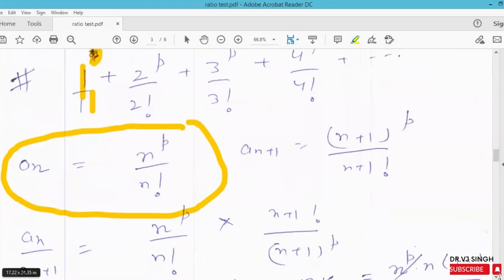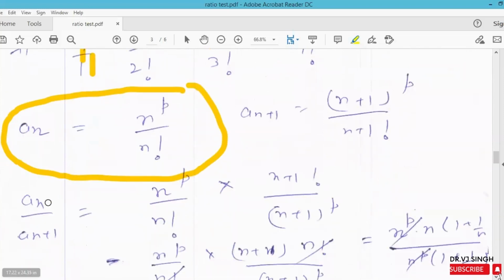कई बुक्स में उल्टा लिखा होता है, a_(n+1) upon a_n. According to that, the question is also changed according to the value of n. But we always use a_n upon a_(n+1), a_n in the numerator and a_(n+1) in the denominator. Again a_n remains the same, multiply this, reverse हो गया ये (n+1) factorial.